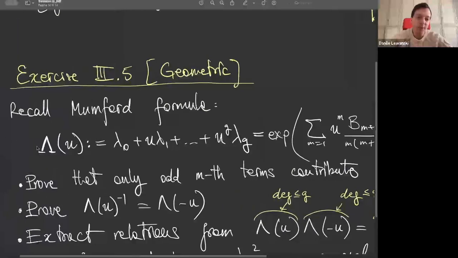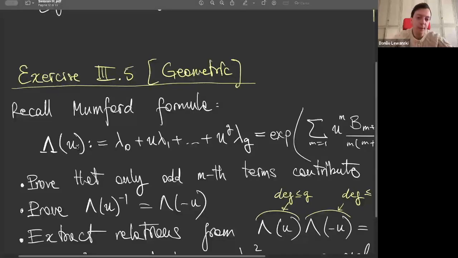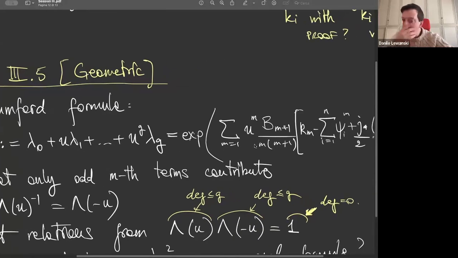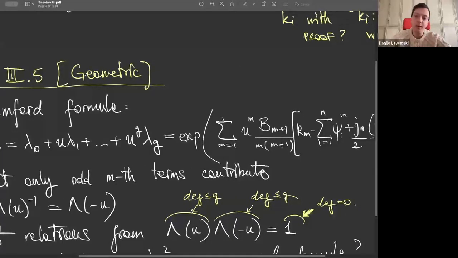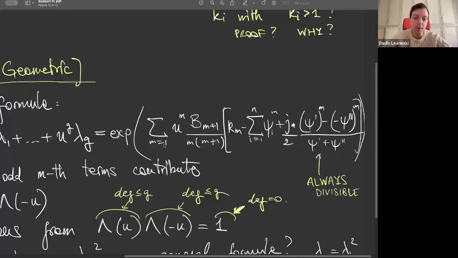Here you see that if you form this big lambda of u, defined as lambda 0 plus u times lambda 1 plus u squared times lambda 2 up to u to the power g lambda g, then this is just the exponent of the sum over m from 1 to infinity of u to the power m times this B, which is a Bernoulli number, Bernoulli number m plus 1.